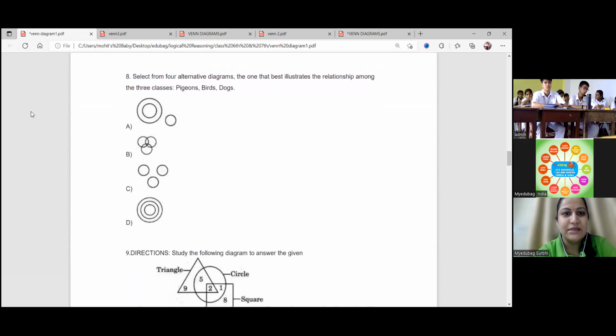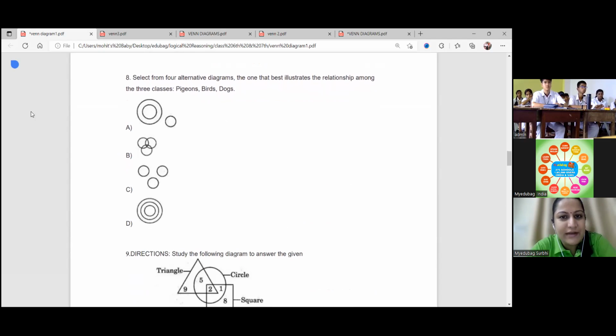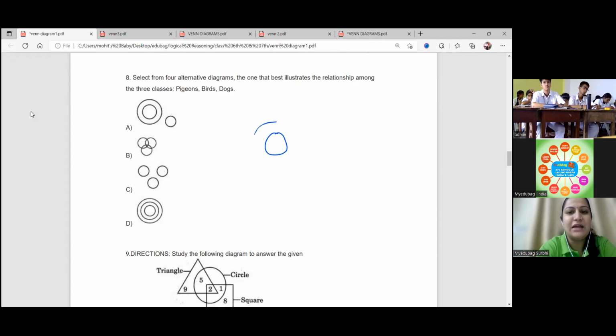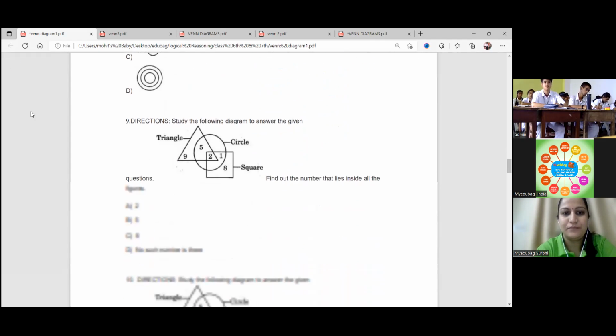Okay. Select from the 4 alternative diagrams the one that best illustrates the relationship among the 3 classes, pigeon, birds, and dogs. It is the first one, right? Because pigeons are the birds and dog doesn't have any relationship with it. So it is the A one. Okay.